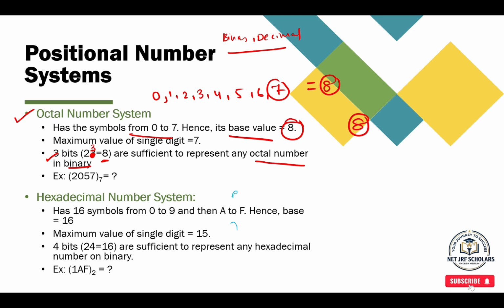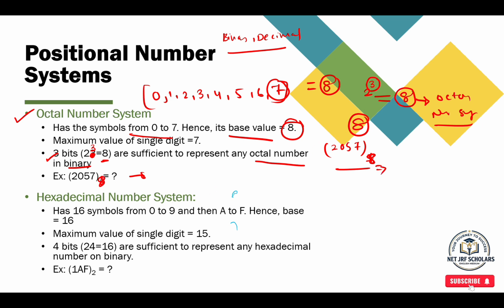It means that, as you can see, the base value is 8, right? So we need 3 bits to represent any digit from this octal number system, that is 0 to 7, not more than this. So now we will try converting 2057. So it's an octal number, right? It should be base 8. So we will try to convert this number.